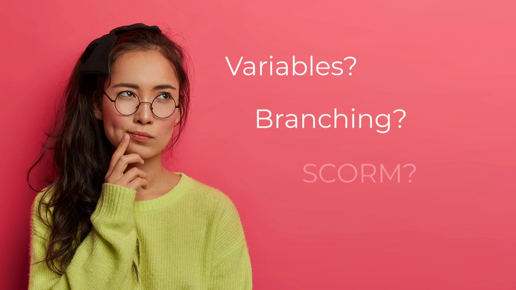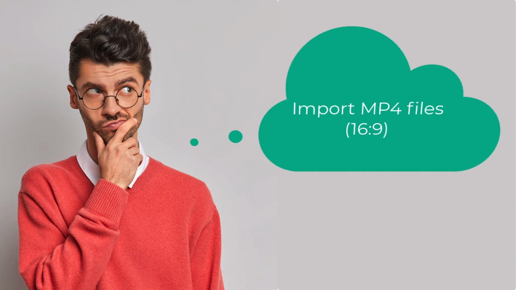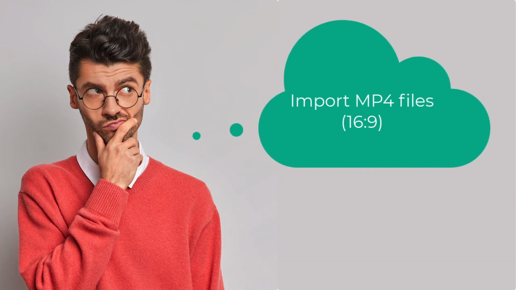So if you need to work with variables, want to create complex branching, export SCORM files, or have a lot of control over the user interface, you might want to use a different e-learning tool to add interactivity instead. Some possible tools are Articulate Storyline, Articulate Rise, or Adobe Captivate. The most important thing to remember when choosing your e-learning tool is that it must allow you to import MP4 files that have a 16:9 aspect ratio, since that's the video format exported from Vyond.